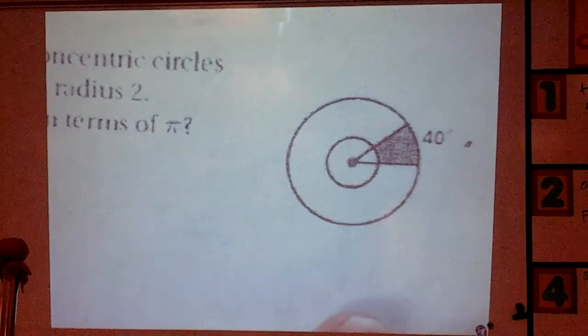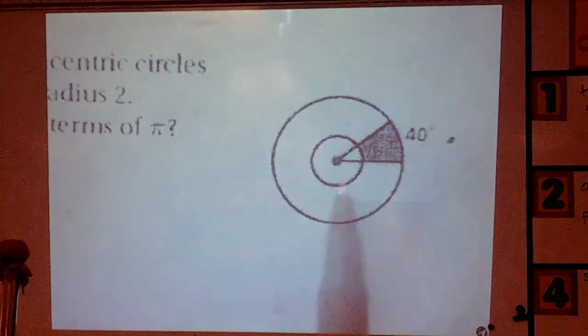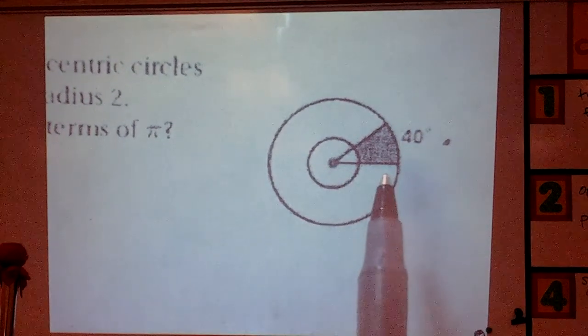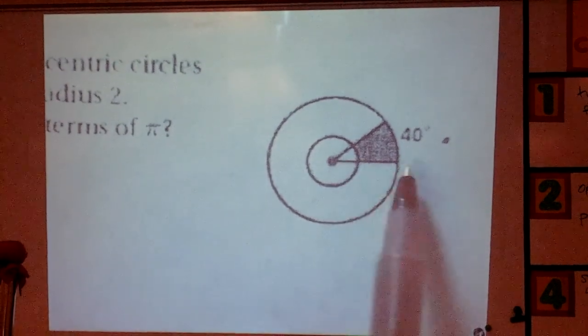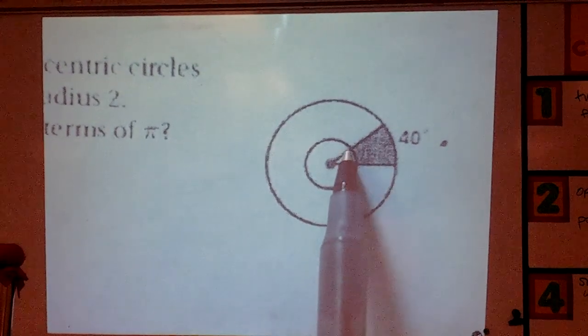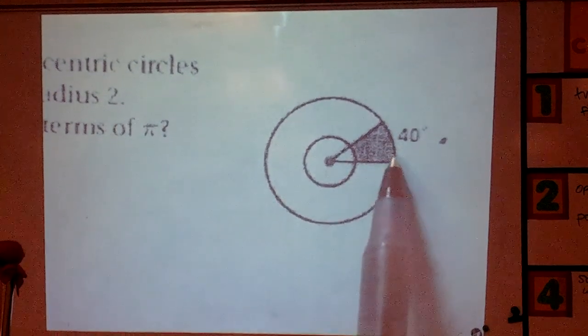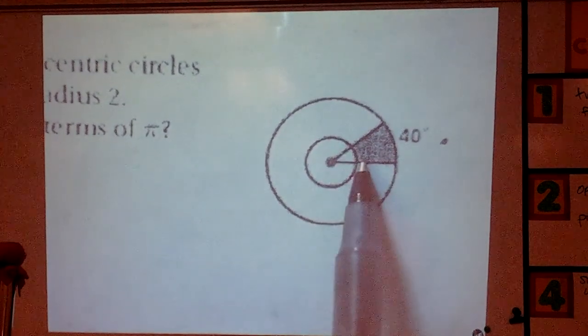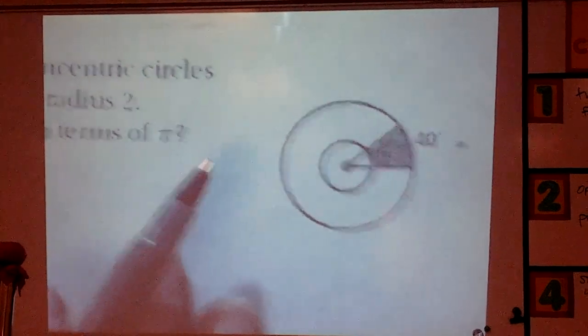Now look at this last question. We did a problem very similar to this today. I have a section of my circle, but I don't want the entire piece of the big pie. I want some part that's left. So I'm going to need to find my big piece of pie and subtract my small piece of pie to get the shaded region that is left.